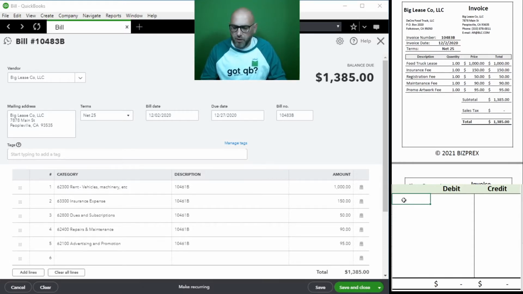So it's gonna hit our accounts payable, and accounts payable is a liability. It goes up when it is credited. So here it is. And then we got to have our debits, right? So what's going on with debits? It's hitting all of these expense accounts, right? So let's go ahead and enter them just to demonstrate the point.